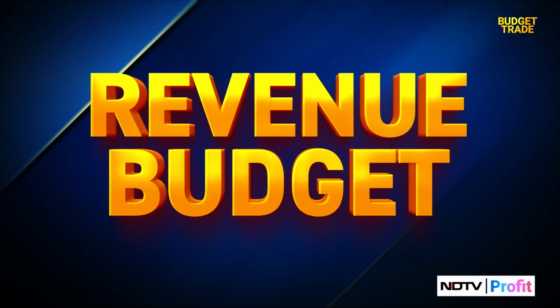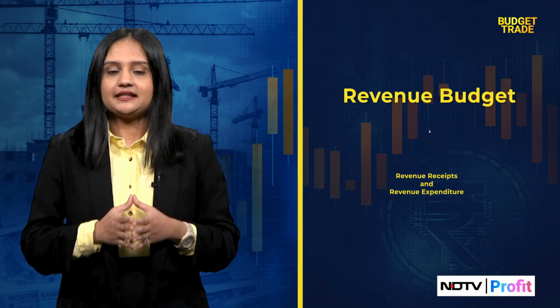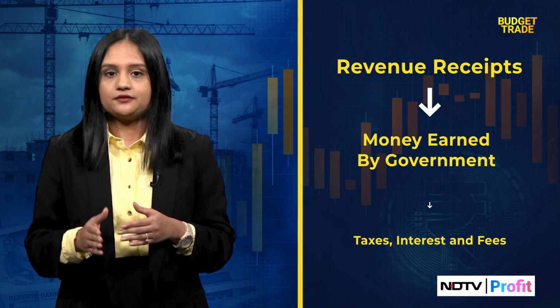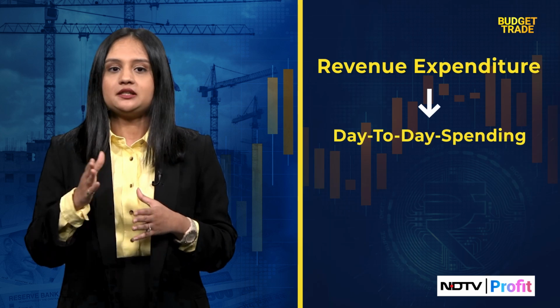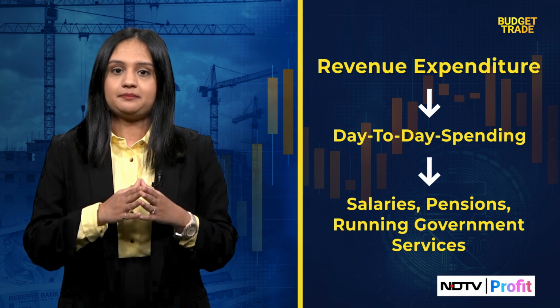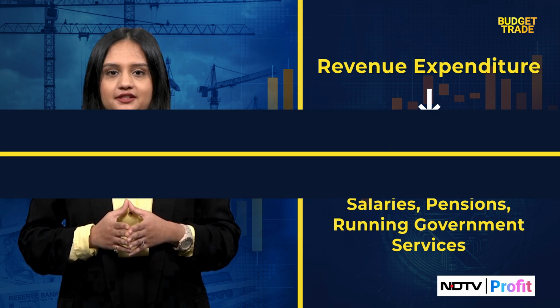Then there is the revenue budget, which covers revenue receipts and revenue expenditure. Revenue receipts include money the government earns from taxes, interest, and fees. Revenue expenditure is day-to-day spending of the things like salaries, pensions, and running government services.